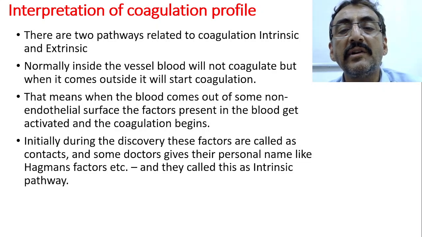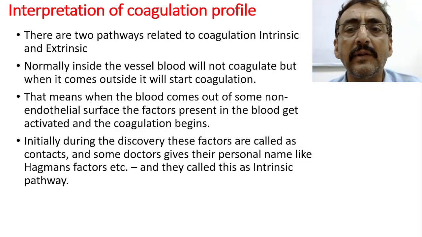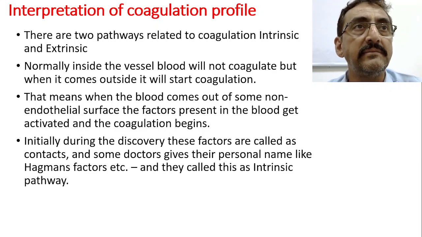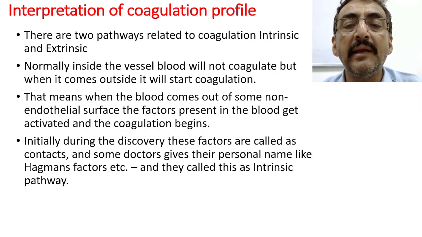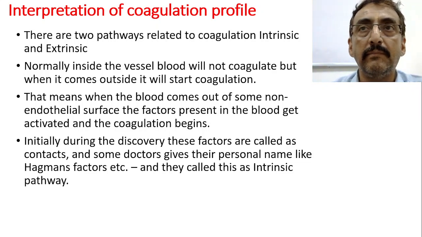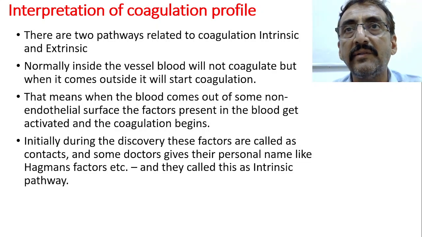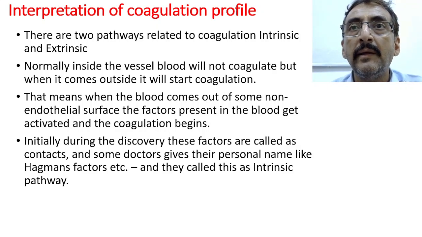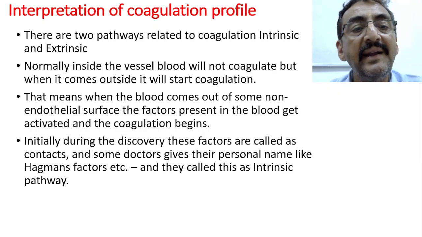And some doctors give their personal name also for that, like Hageman's factor. And they call this the intrinsic pathway. So when blood comes outside the endothelial surface, it starts clotting, and they call this the intrinsic pathway.